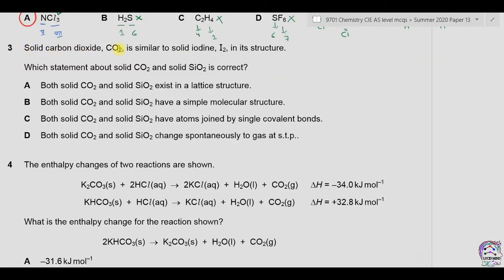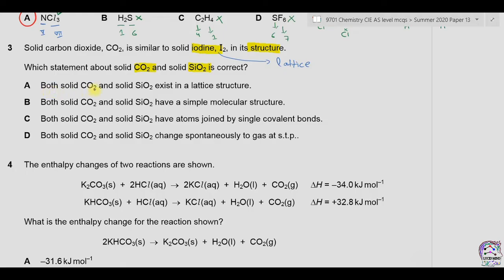Question 3. Solid carbon dioxide is similar to solid iodine in its structure. Which statement about solid CO2 and solid SiO2 is correct? Now we know that the structure of iodine is lattice structure because there are equal spaces between the iodine atoms and there is equal arrangement of iodine atoms present in the solid structure.